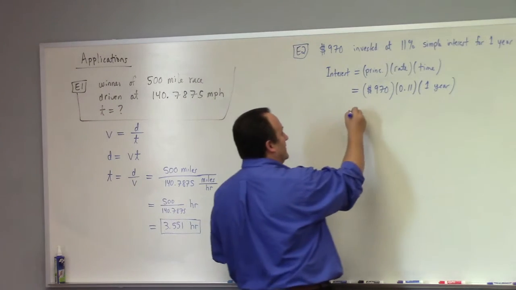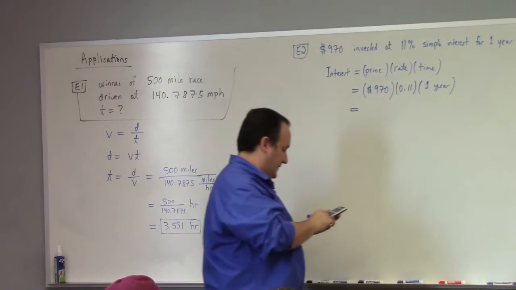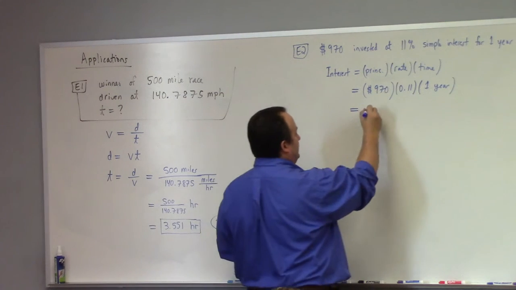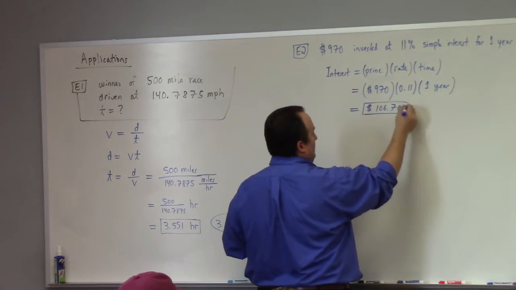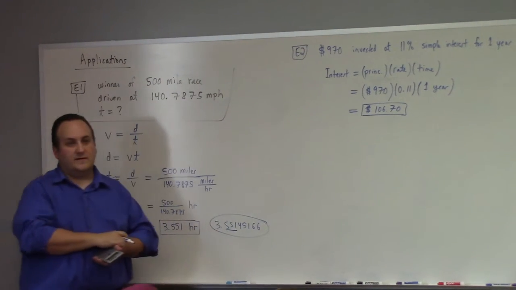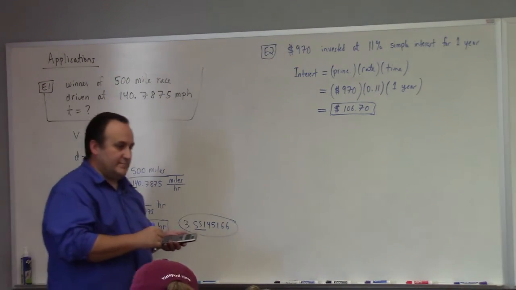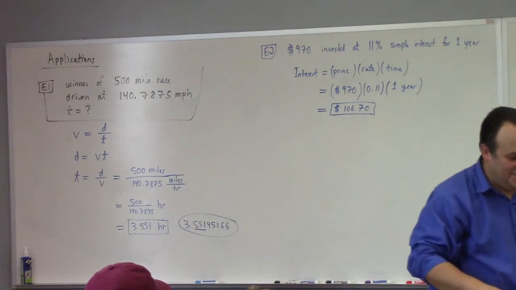And what is that? So what do you get? I get $106.70. So is that how much money that you have at the end of the year? That's just the interest that you earned, right? So if you wanted to know how much money you had in the bank, you add that to 970, you'd have $1,076.70, right? And then the government would take all the money that you earned and you'd still have... Yeah, if you can find an 11% interest rate, good.